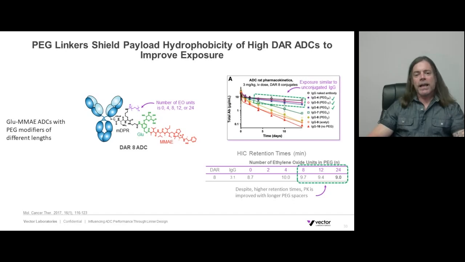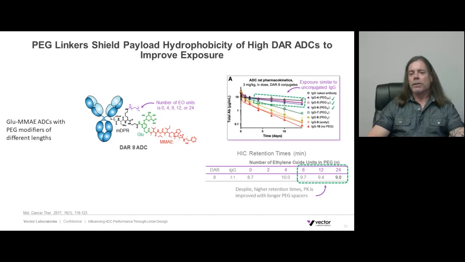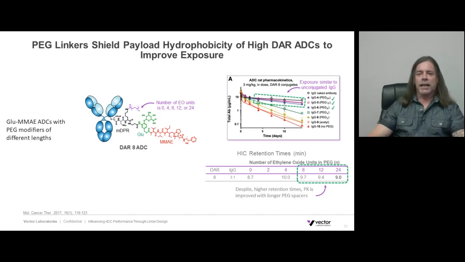The structure of the ADC is shown there in the middle, and they vary the number of ethylene oxide units in that side chain. The rat PK is shown over there on the right. And what we can see is that for the ADCs with the PEG-8, the PEG-12, and the PEG-24 modifiers, the pharmacokinetics and the exposure are really similar to the naked antibody. So that's a pretty neat finding.